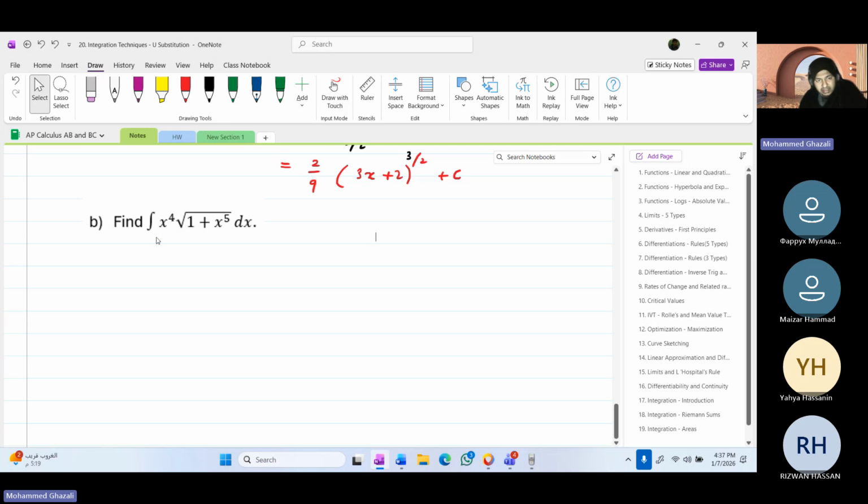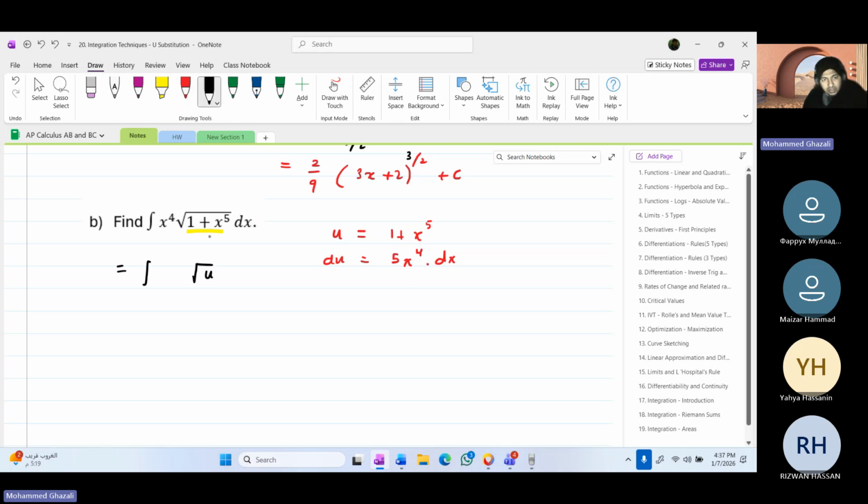See, we have a bigger power here and a smaller power on the outside. So make the bigger function equal to u. So make this equal to u. Problem solved. u equals 1 plus x to the power 5. du is equal to 5 x to the power 4 dx. Remember the dx is from the bottom. I took it across. Now we have the integral of square root of u. What is x to the power 4 dx? It's du over 5. Yes, you're right.